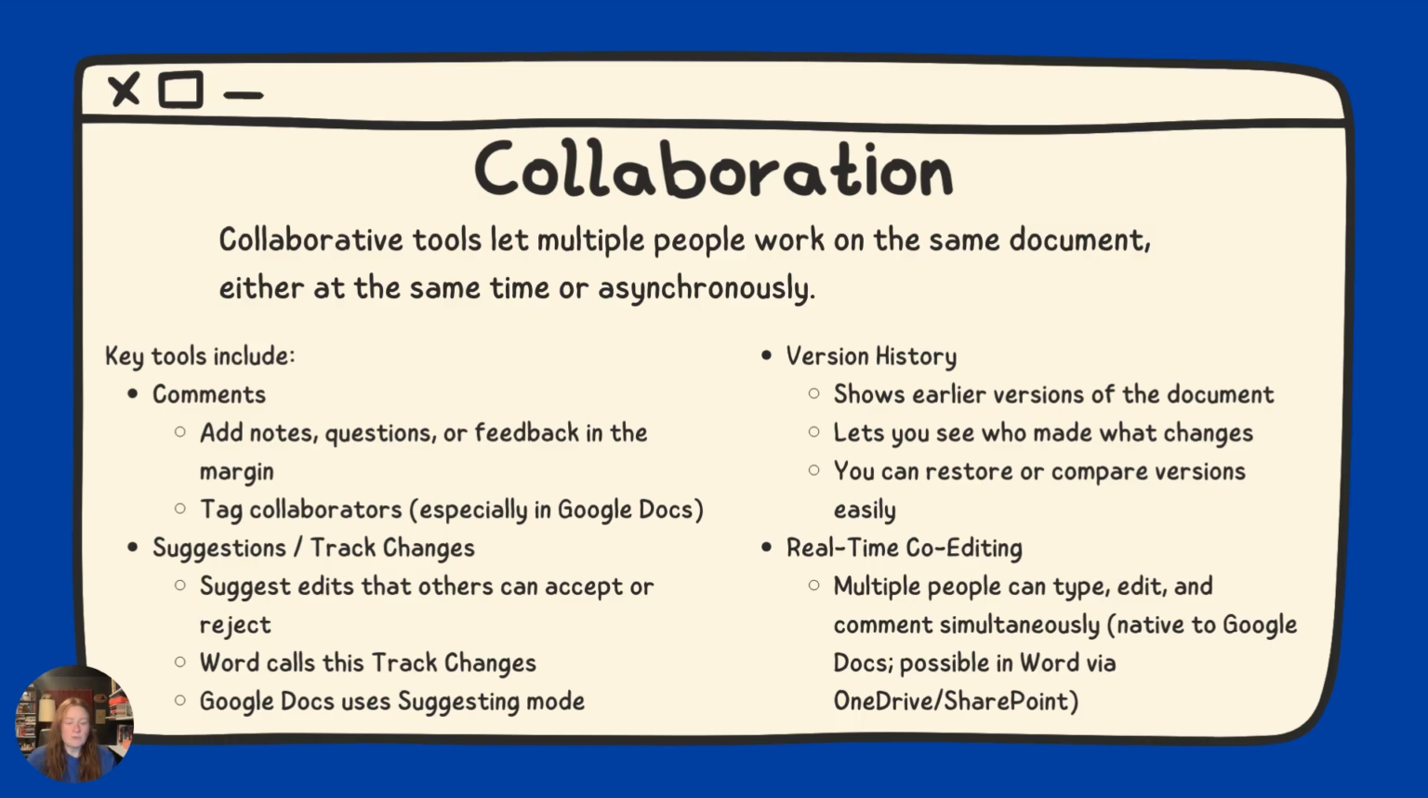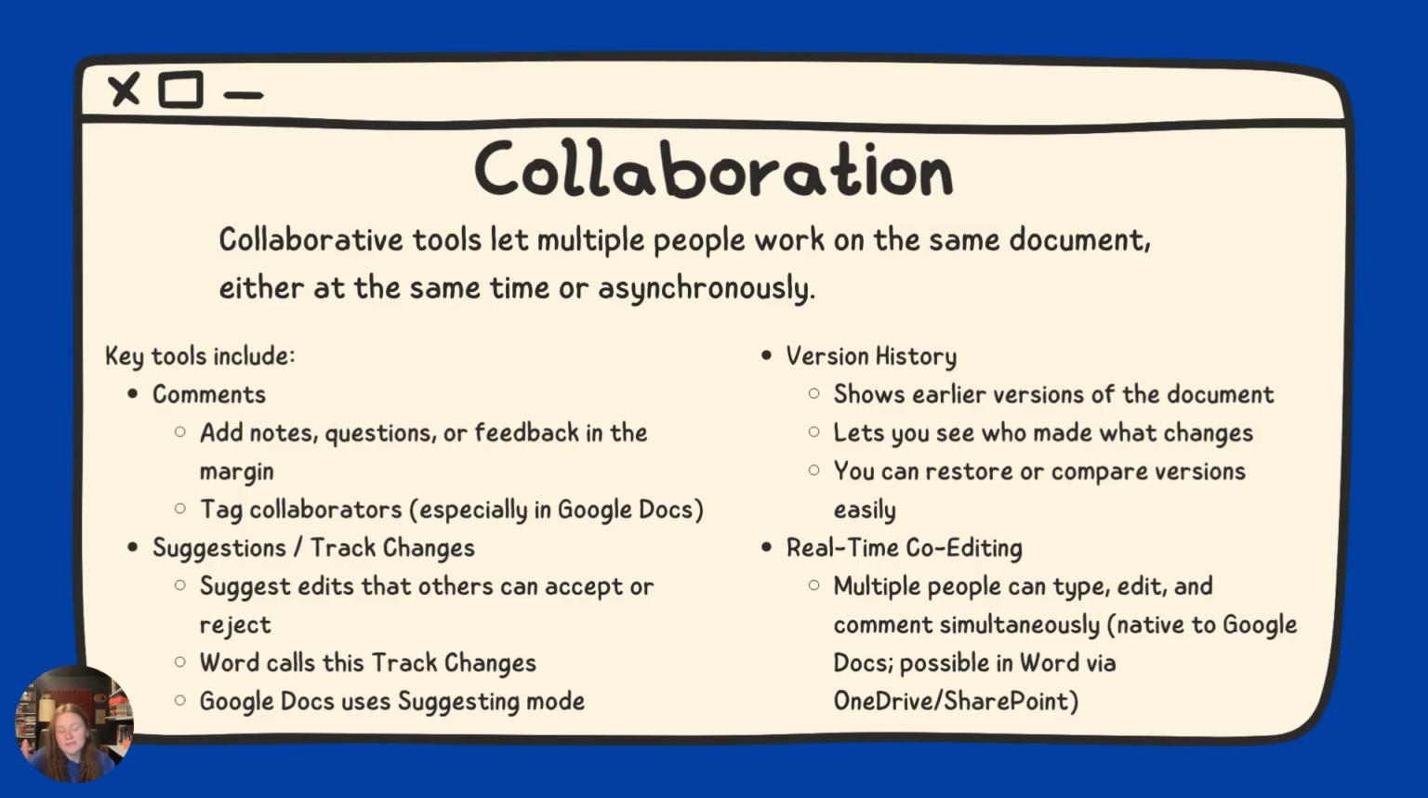So collaboration, why do we do it? We need to. We live in an interactive human society. And so these tools will allow multiple people to work on the document at the same time or at different times, but still be able to see the work that their collaborators have done. Some of the key tools that we're going to go over today are comments, suggestions and track changes, version history, and just real-time editing possibilities. So hopefully most, if not all, of these are already familiar to you.